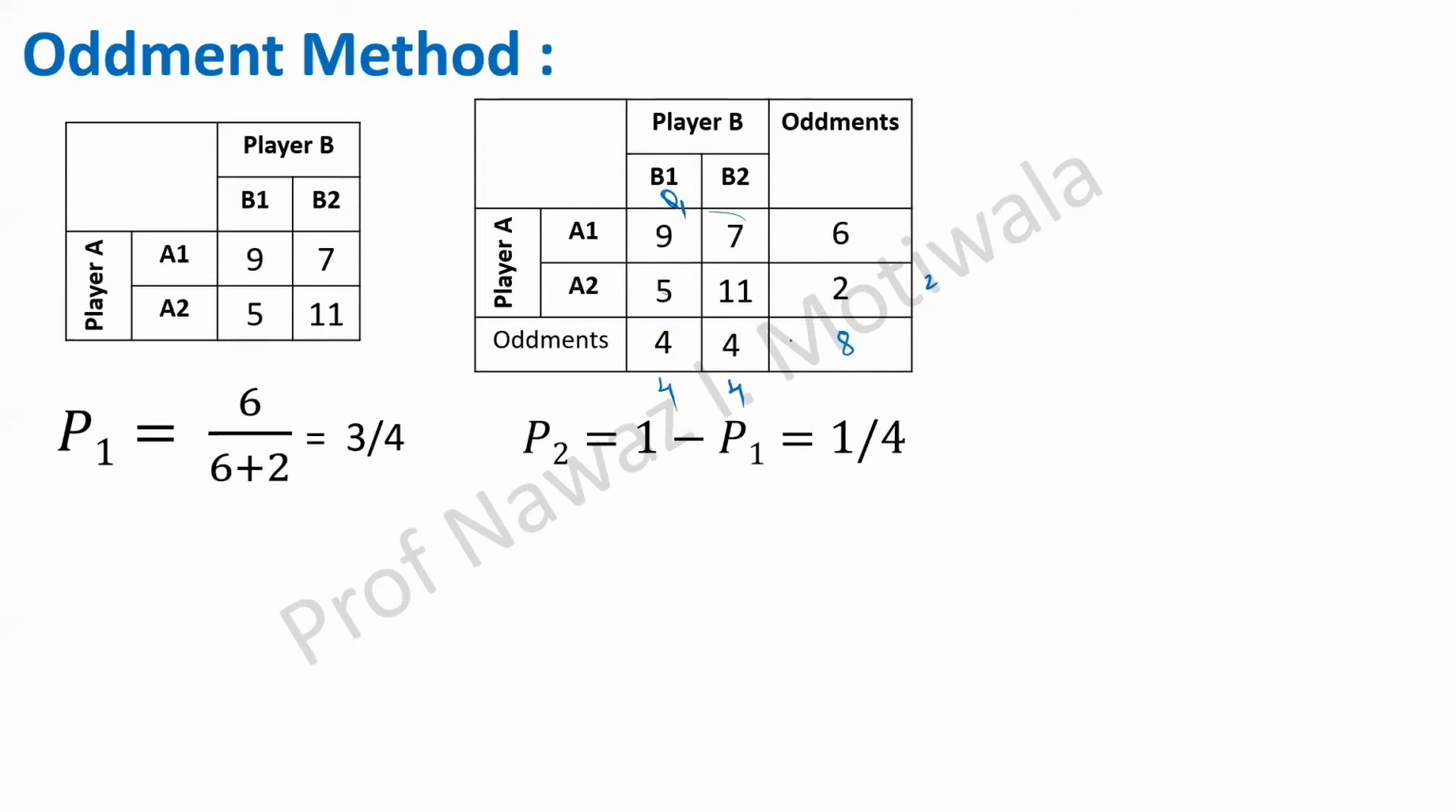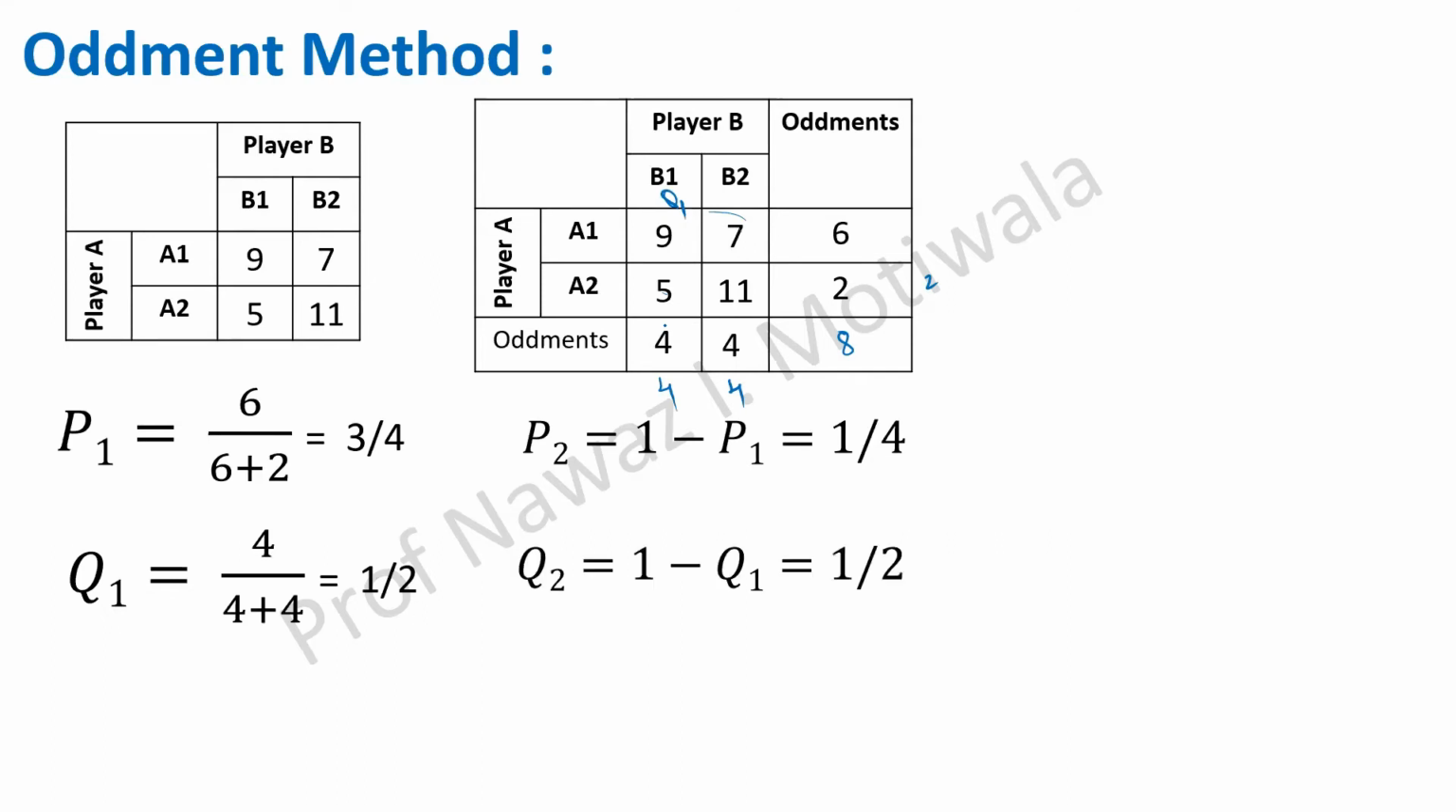So out of 8 games played, 4 times he is using strategy B1. That means 50% of the time, so I will write 1 by 2. And similarly, if Q1 is 1 by 2, Q2 also will be 1 by 2. Now comes the value of the game.